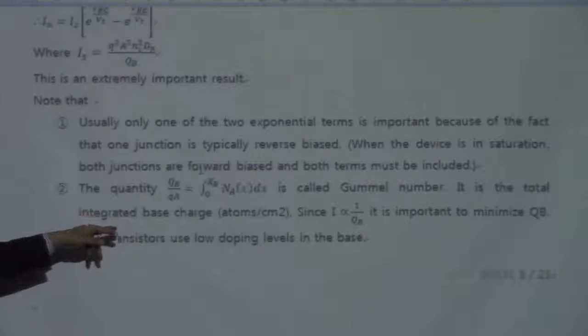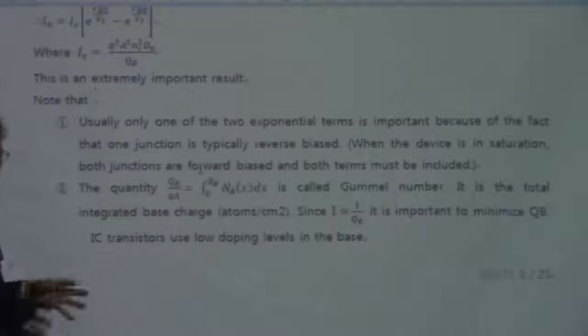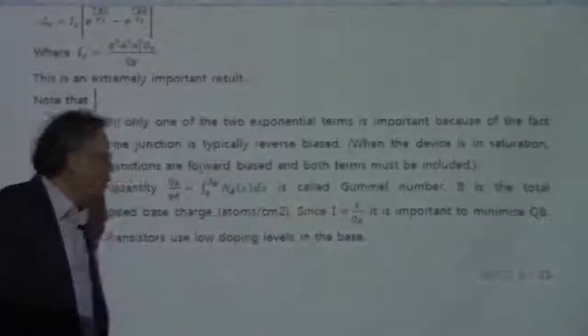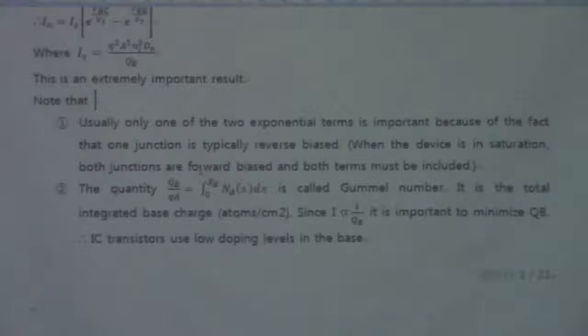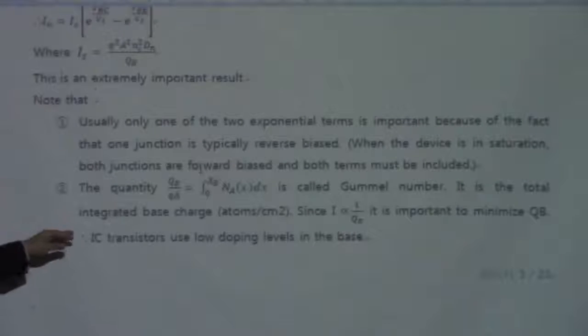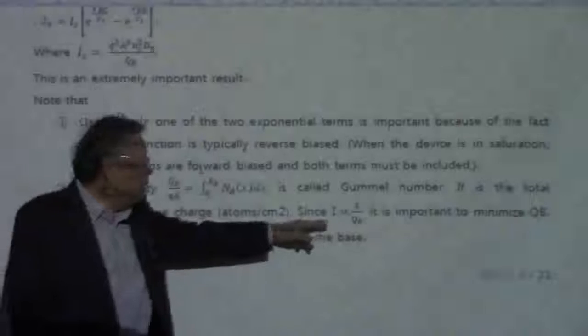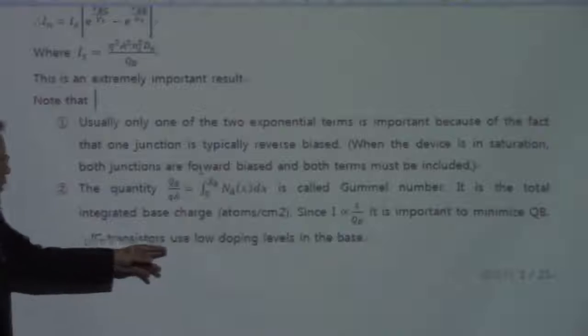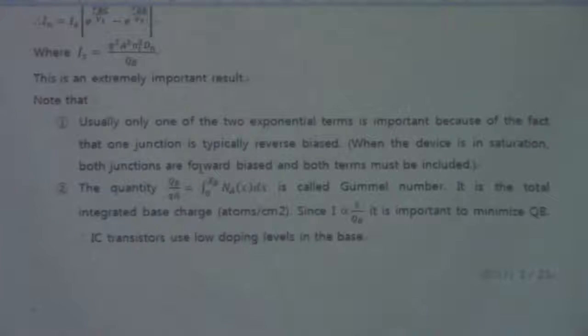The quantity QB, the total charge in the base, is called the Gummel number. You want to make it as small as possible. It is the total integrated base charge, and since the current is inversely proportional to the charges in the base, it is important to minimize the base charges. So IC transistors use low doping levels in the base.